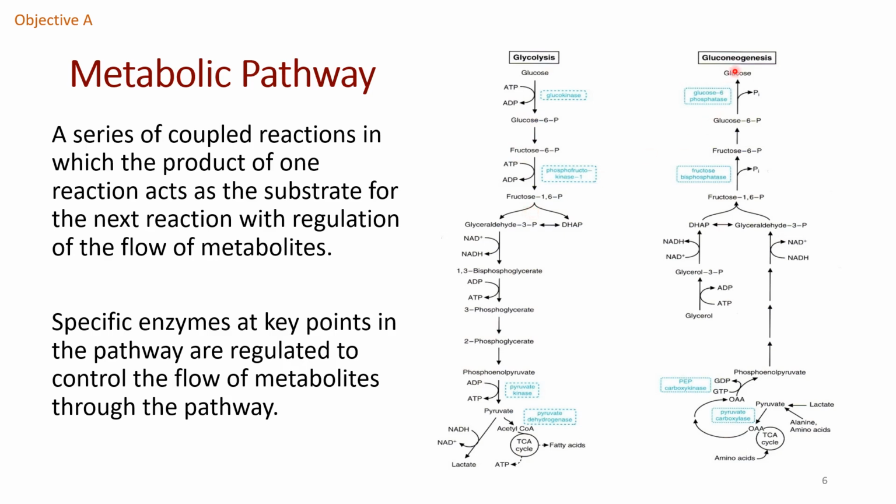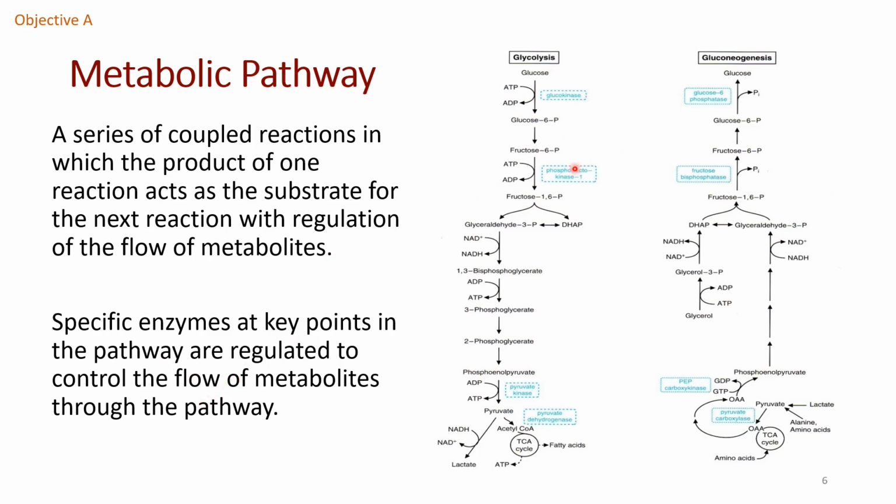And what's interesting is there's also a pathway called gluconeogenesis, which is the pathway in our liver where we can synthesize glucose from starting materials. And largely it's going to be the reverse of glycolysis, using many of the same enzymes, a couple of differences that allow it to be regulated differently and allow the energetics to go differently. But the key point for both of these pathways is there are specific enzymes at key points in the pathway that are regulated to control the flow of metabolites through the pathway.